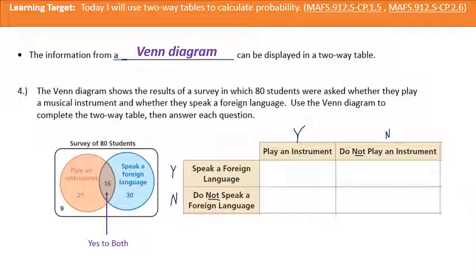Okay, so 16 people said yes to both. Which box is yes to both? It's that top left box. So these 16 people are saying yes to both.